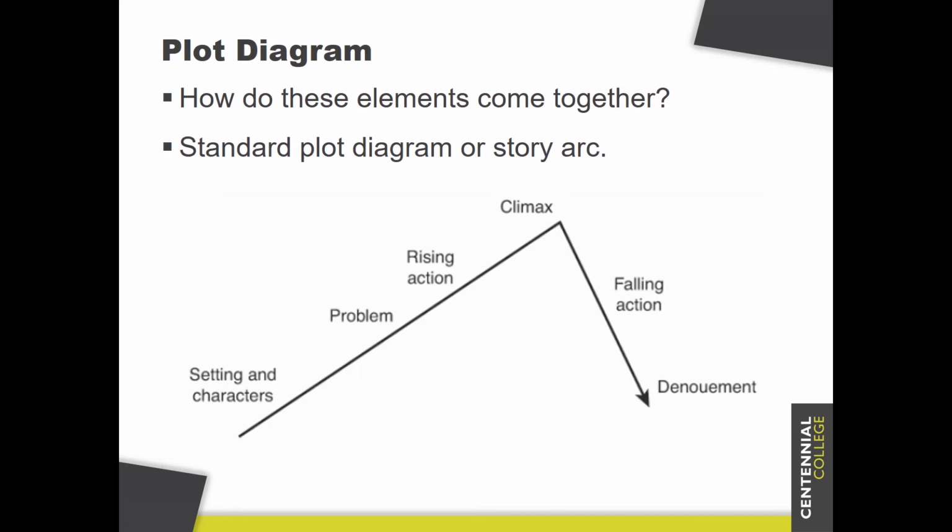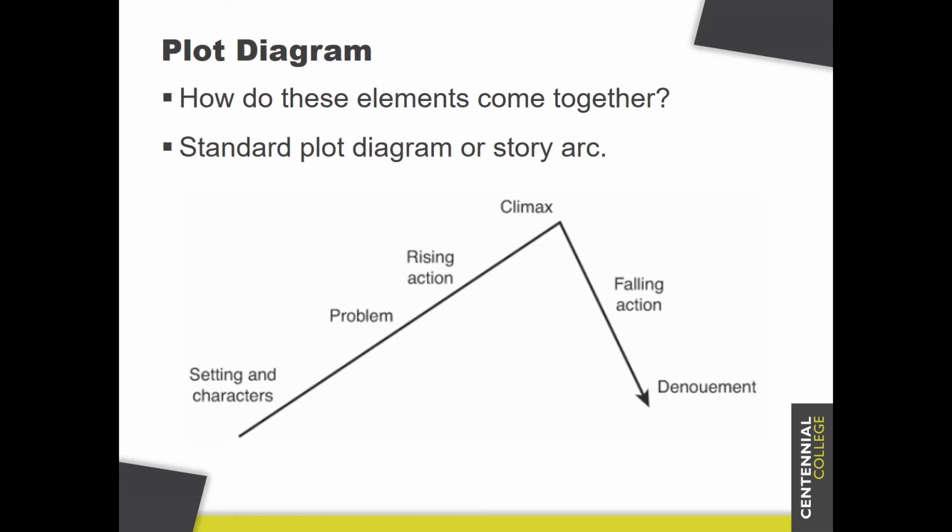If we take a look at a standard plot diagram, which we're seeing right here, this is the normal rise in action that we can see throughout a narrative as it's being told. We're going to discuss later on how this is shown in games as well, because we're going to have a very similar method of this occurring within games. When we talk about the idea of hook, and we talk about the idea of beats within your game. Starts off with setting and characters.